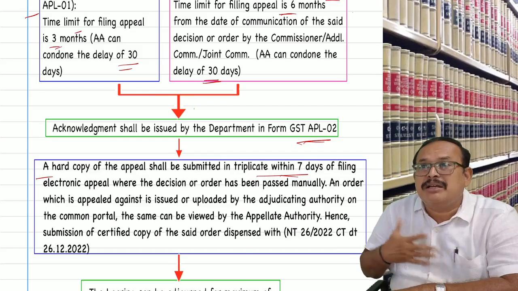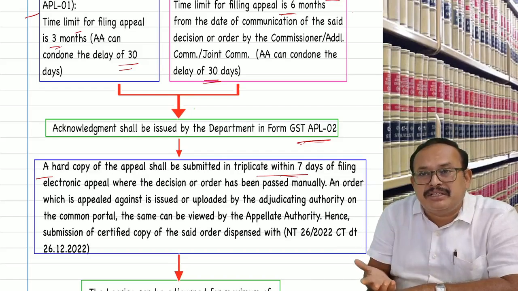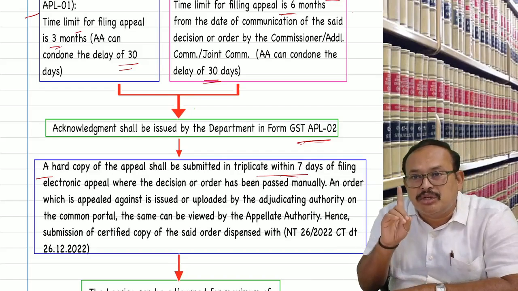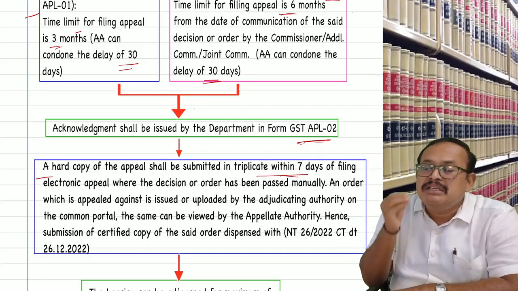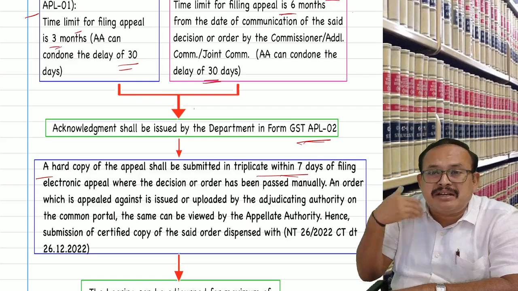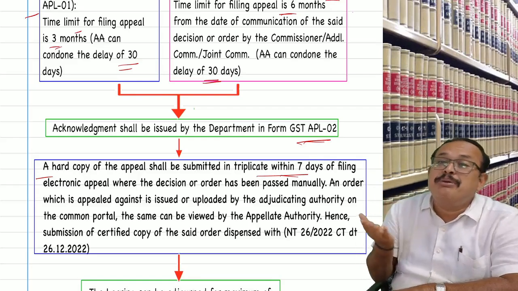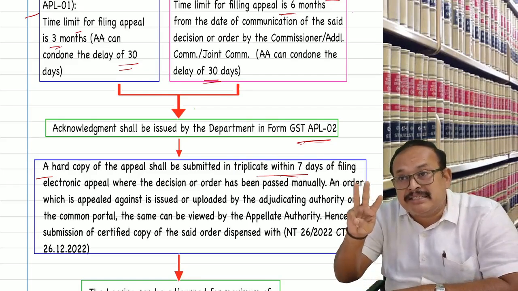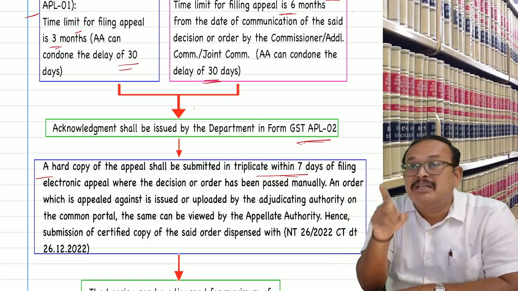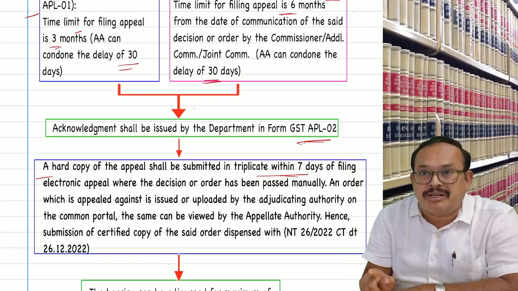For taxpayer appeal, file the application in form GST APL 01. The time period is 3 months from the date of passing the order. If the taxpayer is not able to apply for appeal within 3 months, the appellate authority can condone a further period of 30 days. It is not the right of the taxpayer. It is the power of the department to grant or not to grant.